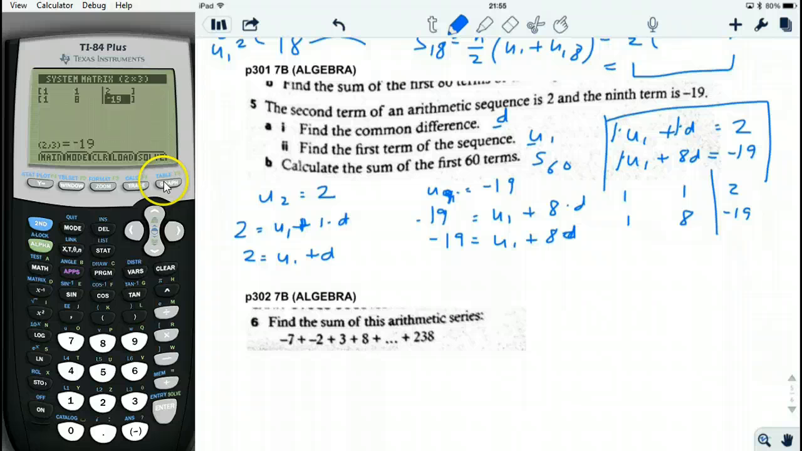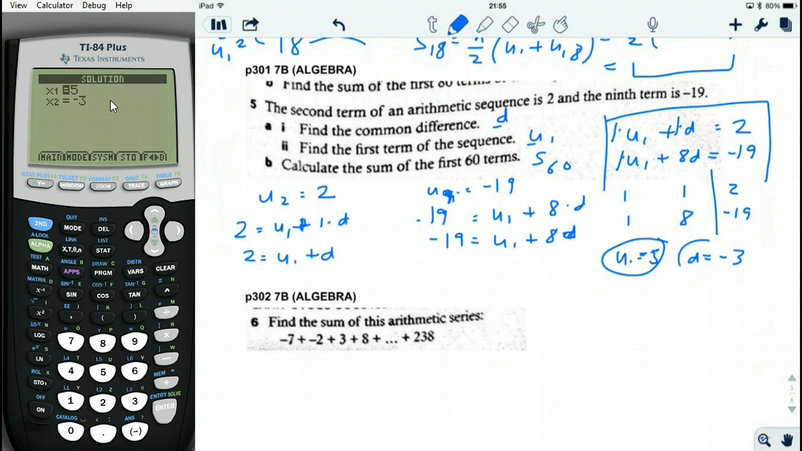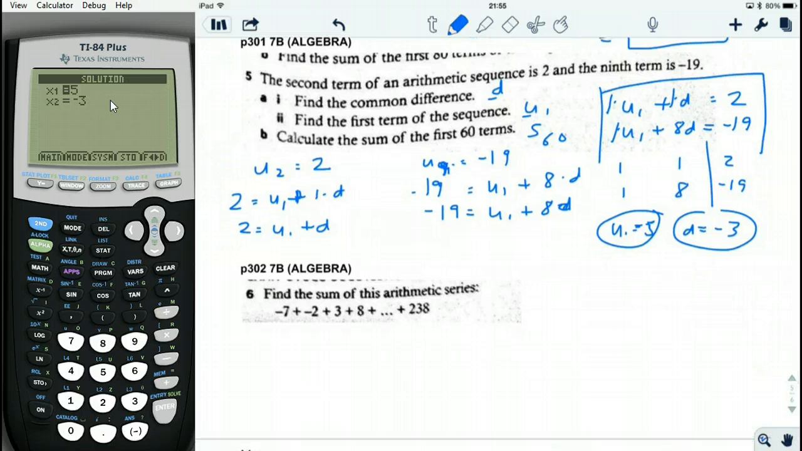and it's going to give me the solutions, which it says the first variable is equal to 5. And the second variable, which is D, is equal to negative 3. So I just found U1 equals 5, and D equals negative 3. Now it asks me to calculate the sum of the first 60 terms. So remember, to find the sum of the first 60 terms, the best thing to do is first find the 60th term, which is U60.